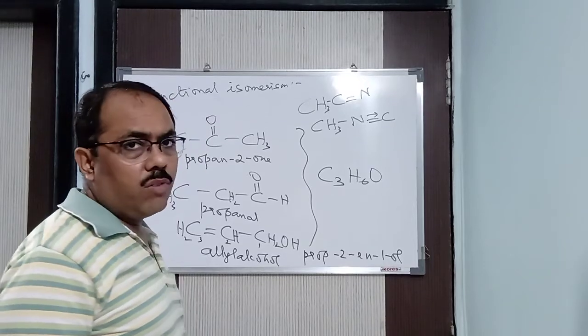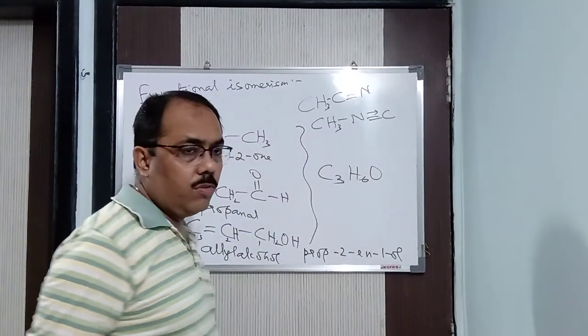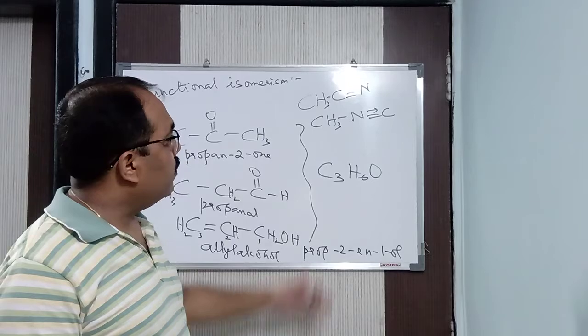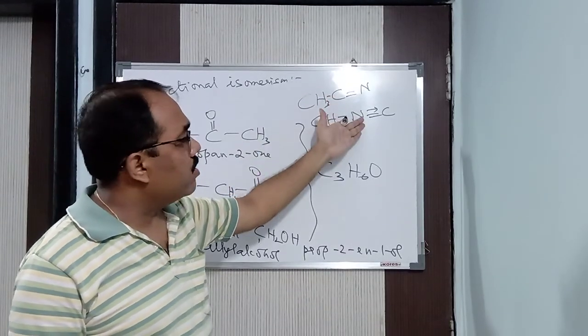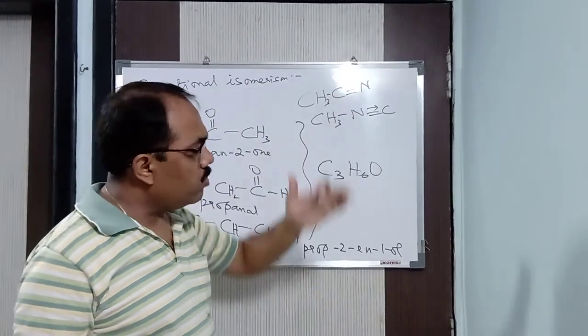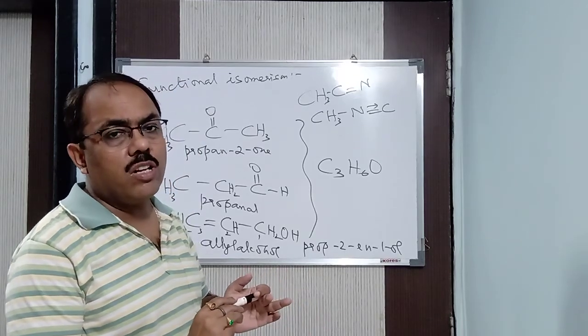In this way, these two are what? You count it and see, they have the same molecular formula, but the structural formula is different, on the basis of the functional group. This is a nitrile, this is an isonitrile. So in this way, many more examples we can give on functional isomers.